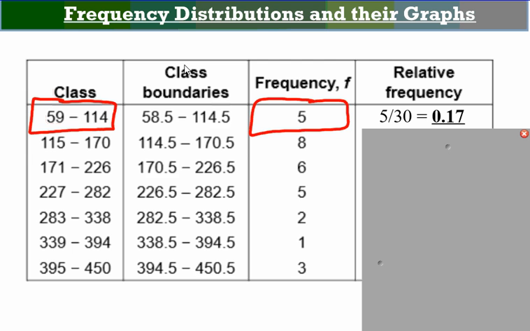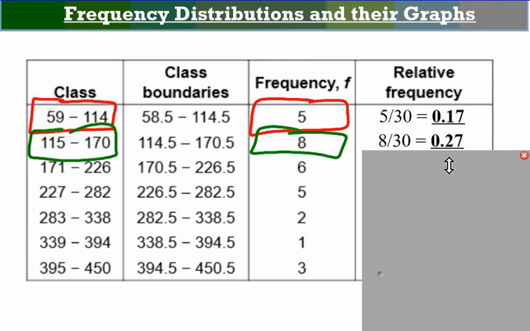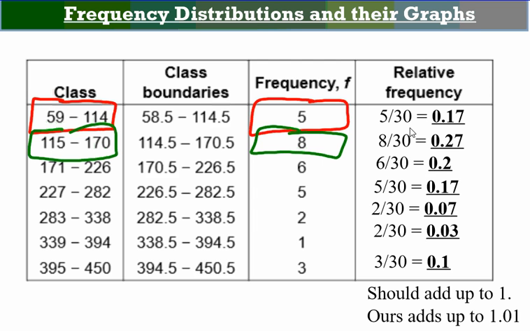And for the next one, there were 8 that fell in between $115 and $170. 8 divided by 30 would be 27%. And then you repeat this, taking the original count, dividing it by the total to get all the percentages. So we've got 17%, 27%. This would be 20%, 17%, 7%, 3%, and 10%.